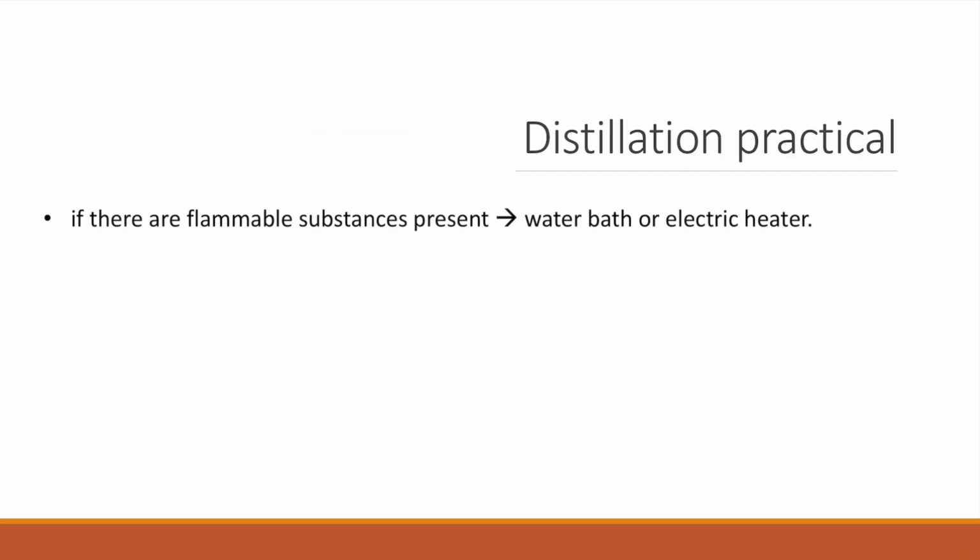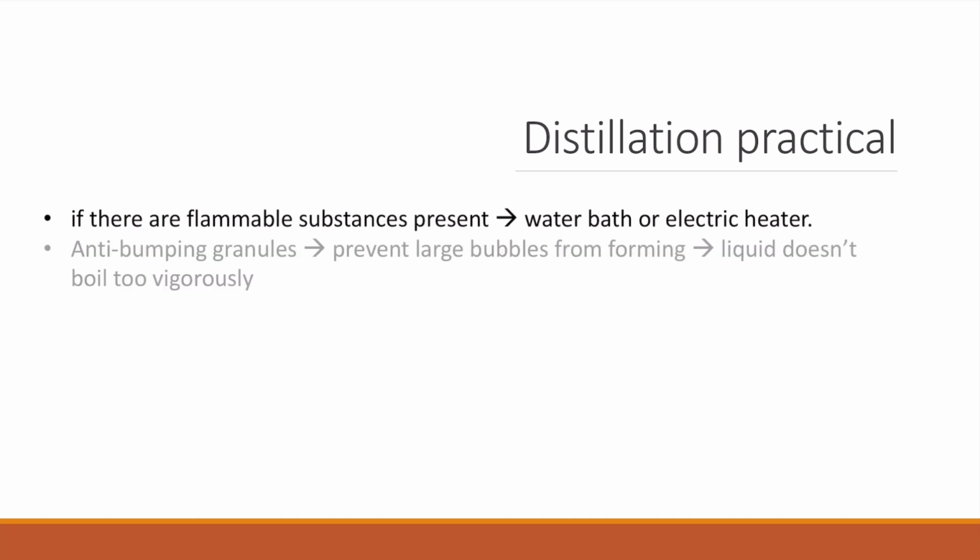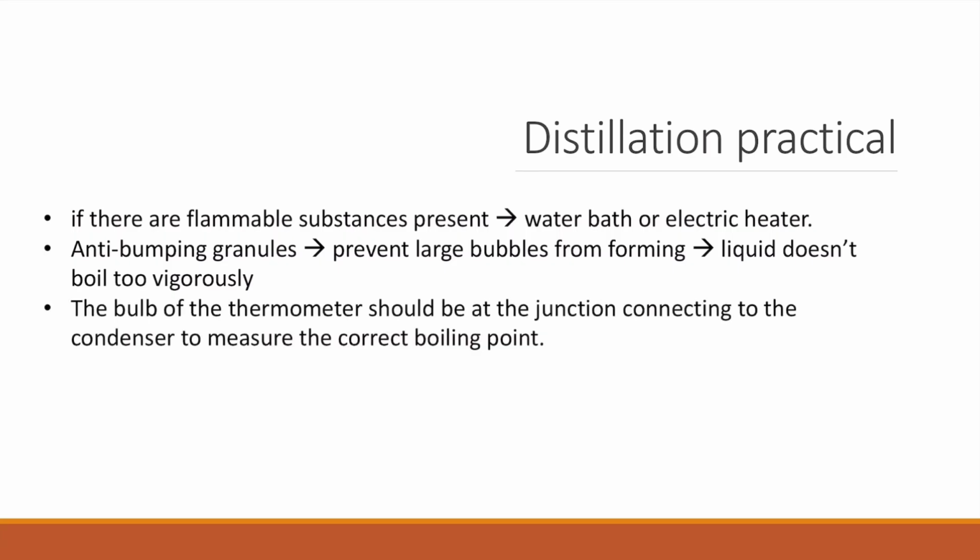Distillation practical as well. So these are the things that they normally ask about. If there are flammable substances present in your reactant or in your solution, then you should use a water bath or an electric heater. Don't forget the use of the anti-bumping granules, because they prevent large bubbles from forming and the liquid doesn't boil too vigorously. The bulb of the thermometer should be at the junction connecting to the condenser to measure the correct boiling point.